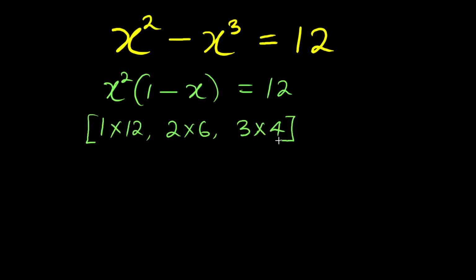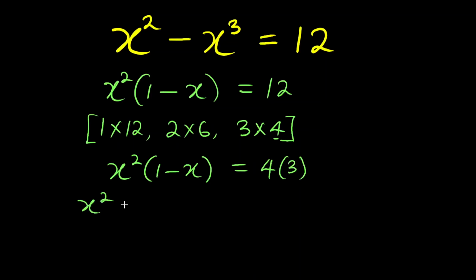So you have to note something. On the left hand side, one of them is a perfect square. So the one that matches our result is 3 times 4. Okay, so I'm going to rewrite this as x squared into 1 minus x is equal to, I'll write 4 times 3 just to suit the format here. Now by comparison, I'm going to say that x squared is equal to 4, and the other factor 1 minus x is equal to 3.